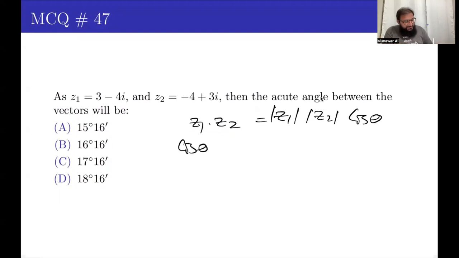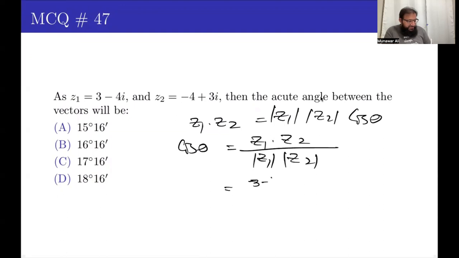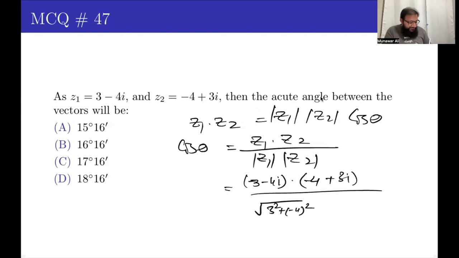So cos theta is simply Z1 dotted with Z2 over mod of Z1 and mod of Z2. So Z1 is 3 minus 4i dotted with negative 4 plus 3i, over Z1 mod, which is 3 square plus negative 4 square, and Z2 mod, which is negative 4 square plus 3 square. So multiplying these is going to be negative 12, negative 12. Dot product means just multiply the components, ignoring i.